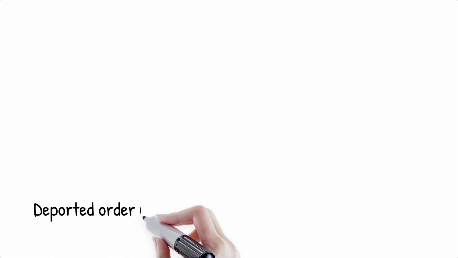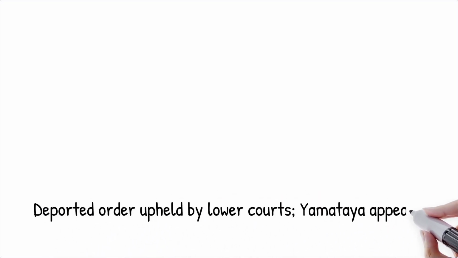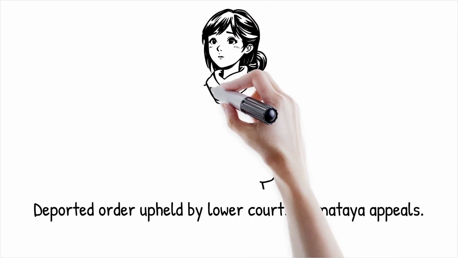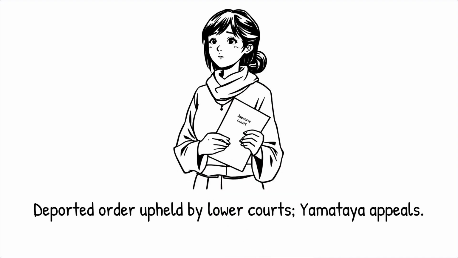The officer ordered her deportation, and Yamataya filed a habeas corpus petition, arguing that the summary process violated her Fifth Amendment due process rights. Lower federal courts upheld the deportation order, citing Congress's plenary power over immigration. Yamataya appealed to the Supreme Court.